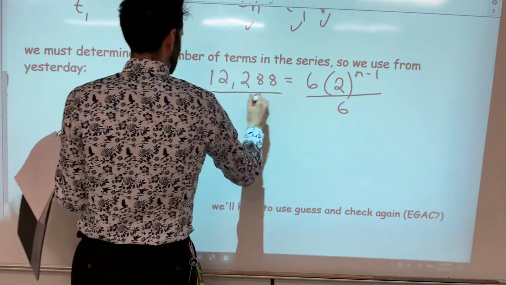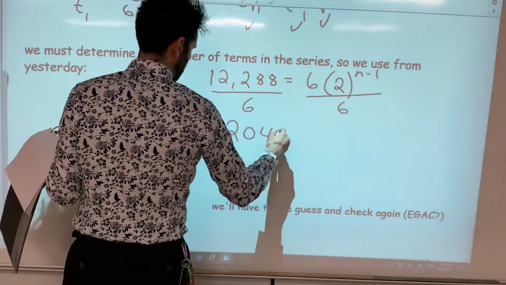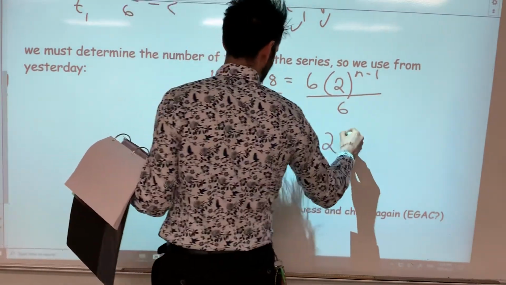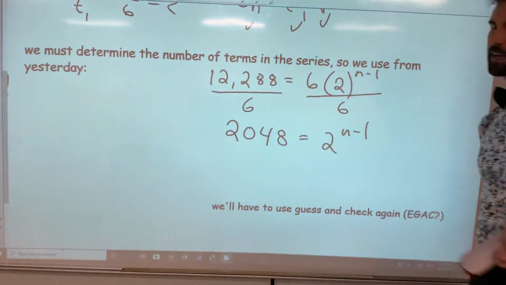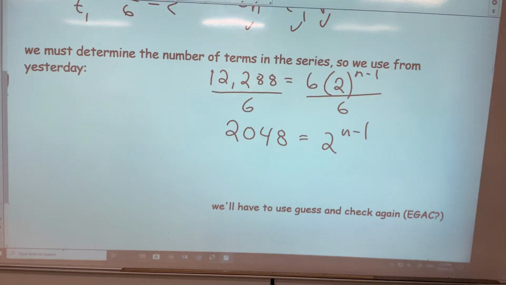So we'll divide both sides by 6. And that gives us 2048 equals 2 to the n minus 1. And now this is where you start guessing. So pick a value for n and see if it equals 2048. It'll save us some time because we don't have a bunch of time.